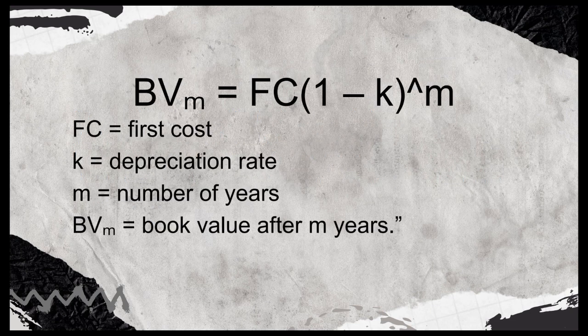So let's move on now to the formula. So the formula of the declining balance method is the BVM equals FC multiplied by 1 minus K to the power of M. So FC, which means the first cost, the K is the depreciation rate, the M is the number of years, and the BVM is the book value after M years.